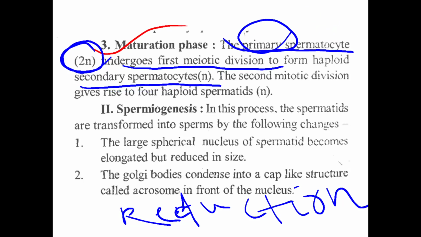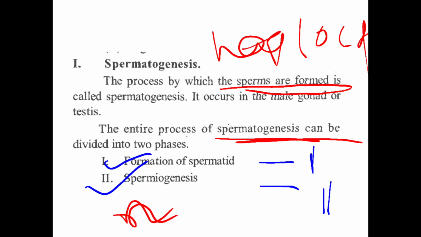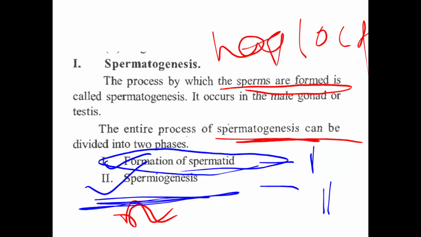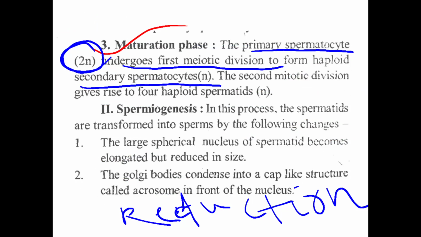After the first meiotic division, the secondary spermatocyte is formed. After that, the second division gives rise to 4 haploid spermatids. Okay, we get the spermatid. The phase of formation of spermatid is now completed. We have to go to spermiogenesis. What is spermiogenesis?